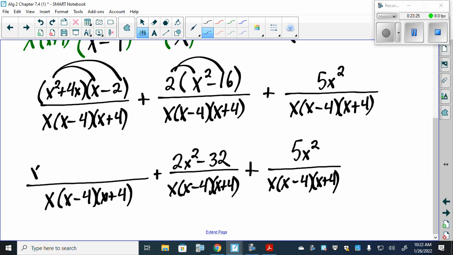x squared times x is x cubed. x squared times negative 2 is negative 2x squared. 4x times x is plus 4x squared, and 4x times negative 2 is negative 8x.